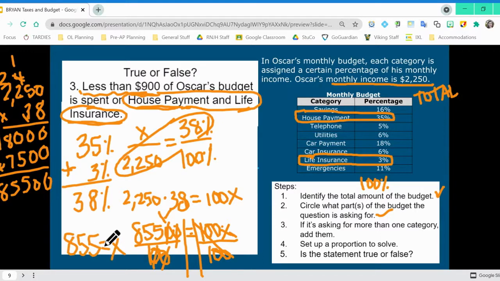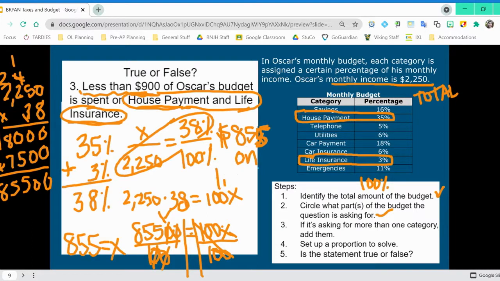So what this means is that 38% of Oscar's budget is $855. So he spends a total of $855. Is a very ugly 5. That's a 5.